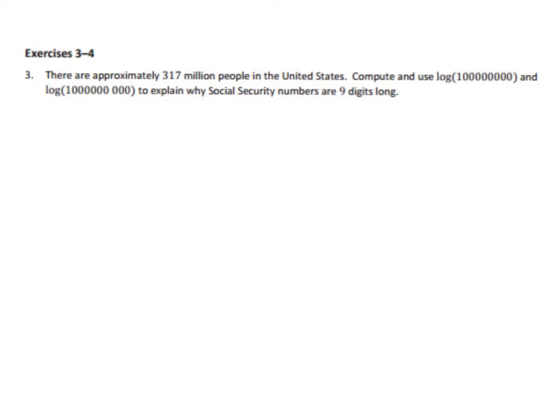Alright, so question 3 on page 13 of your packet says there are approximately 317 million people in the United States. Compute using the log of 100 million and the log of a billion to explain why the Social Security numbers are 9 digits long. So we're going to explain why. Well, if we talk about the log, which of course is base 10 for the 10 digits, of 100 million.